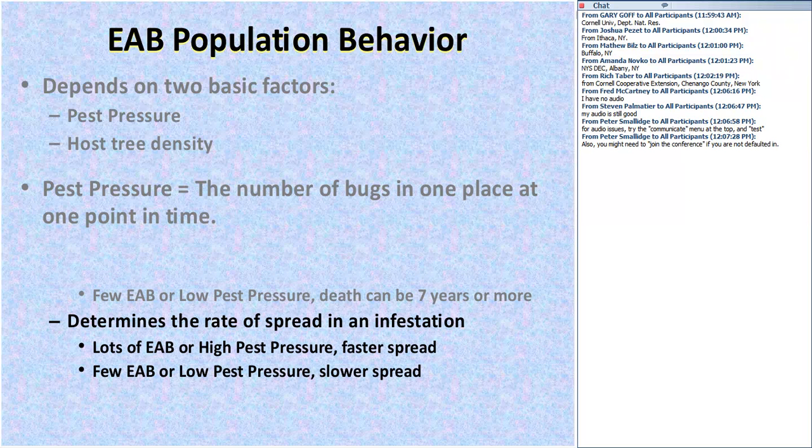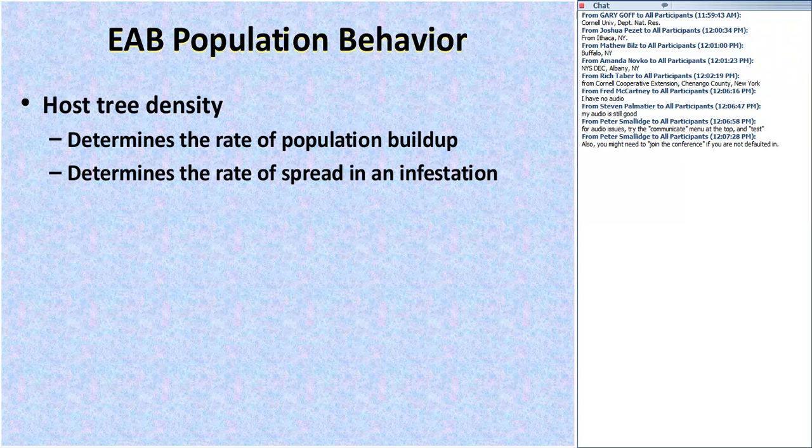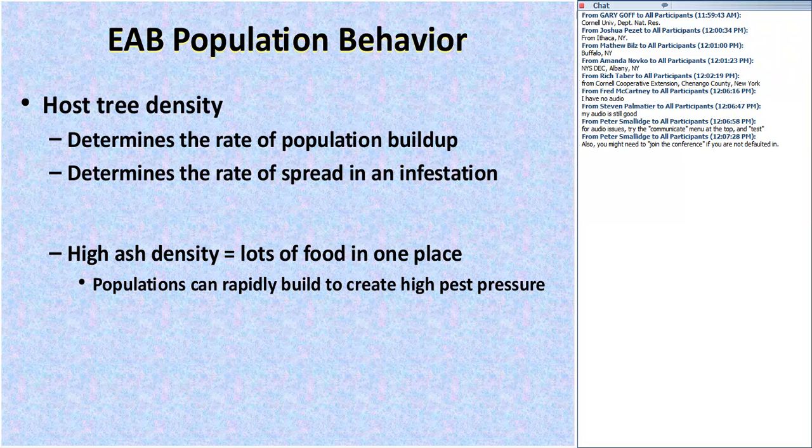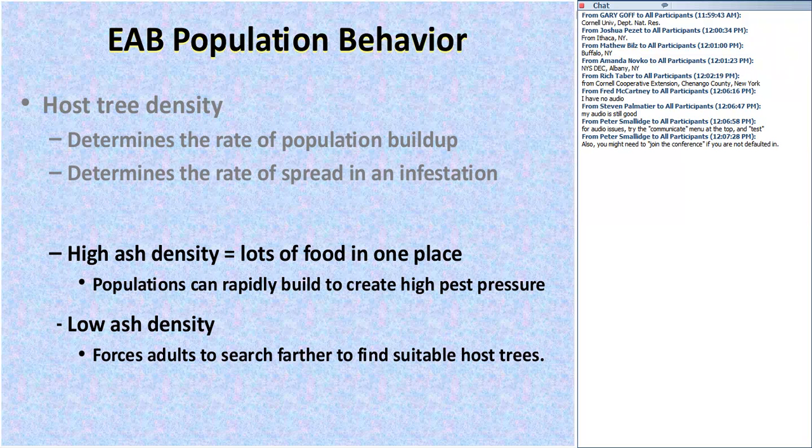But then if you look at host tree density, it determines the rate of population buildup, and it also determines the rate of spread in infestation. High ash density, there's lots of food in one place. Populations can build rapidly, but if you have a low pest pressure, there's a lot of food right there. They're not going to be spreading all that quickly until the populations grow.